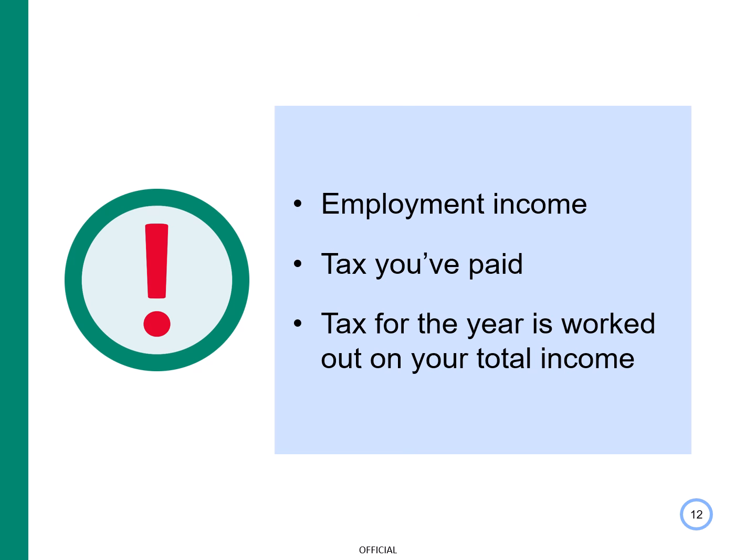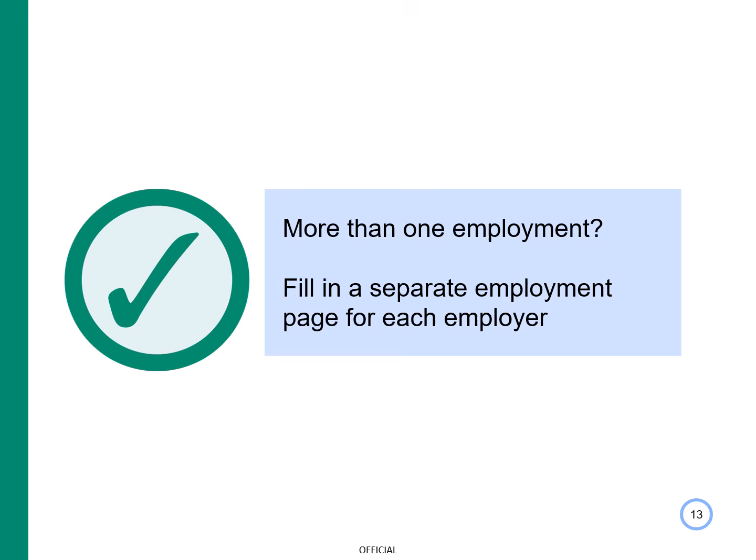If you need to fill in a tax return for other reasons, it's important to include your employment income and the tax you've paid. This is because any tax due is worked out on your total income for the year and not just the income you haven't paid tax on. If you have more than one employment, you'll need to fill in a separate employment page for each employer you had in the year. After completing one employment page, you're given another for the next one.